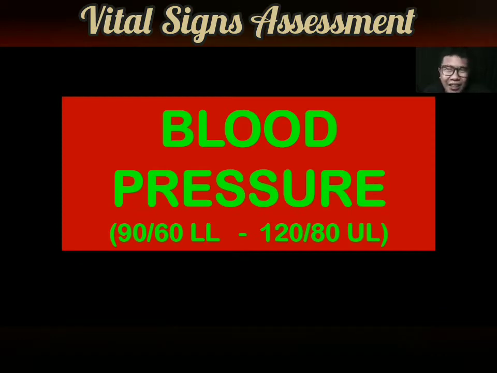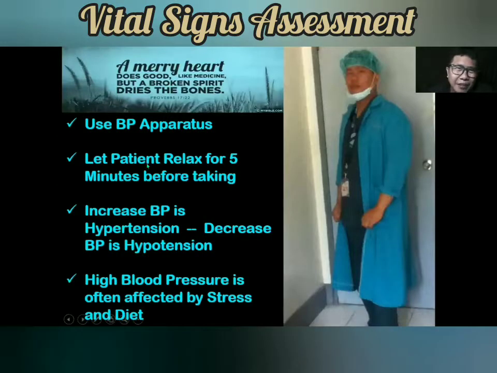That is illogical. The lower normal of the BP, if you take it in the arm area, is 90/60, and the upper limit is 120/80. The higher number is called systolic, the lower number is called diastolic. Now, if your BP ranges within that area, that is normal. Okay, now let us proceed.